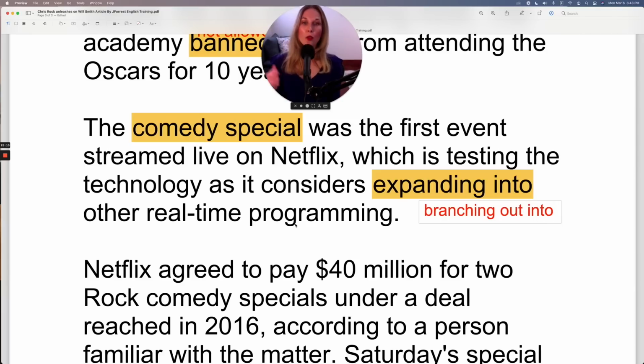into other real-time programming. So if you use branching out, you still have to use the into, which seems maybe a little confusing, but out is showing the exit, and then into is showing the entrance. So both of those prepositions are required. This is the phrasal verb form. You can also just use the verb expand as well, but this is very common.